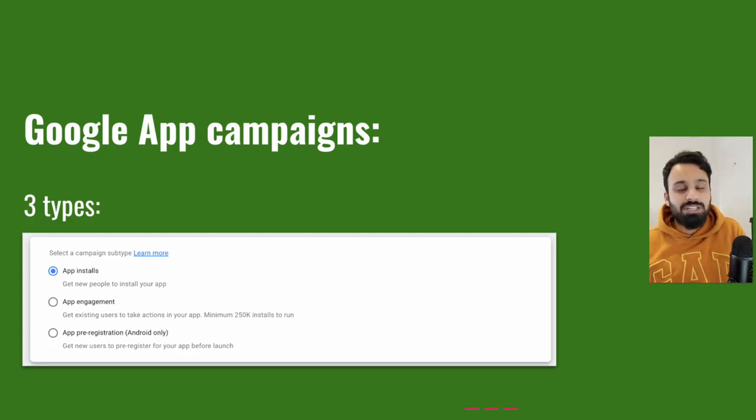So pre-registration campaigns are for those advertisers who know they're going to publish their app soon, but want to create a buzz before, so that people can register already for it, and when the app is launched they can directly install, and you already have an audience base before even launching the app. But it can only be run for Android apps and not iOS apps.